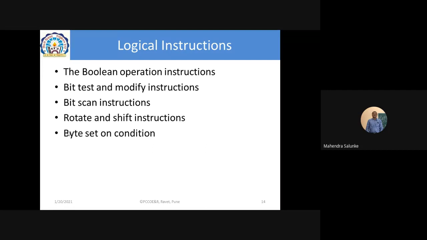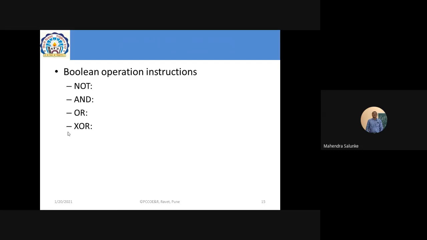Now there are different logical operations which are possible with the help of the ALU. So the Boolean operation instructions are there, then bit test and modify instructions, then bit scan instructions, rotate and shift instructions, and then byte set on condition instructions. These are all logical instructions which basically have operands as binary bits, so they perform operations on binary bits.